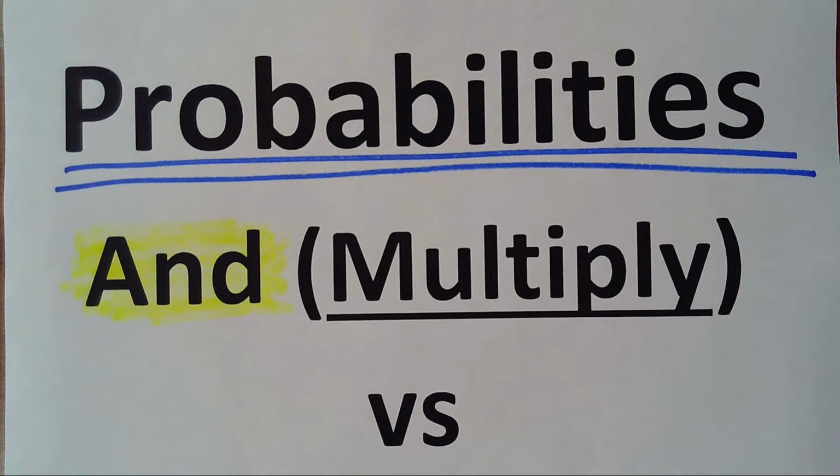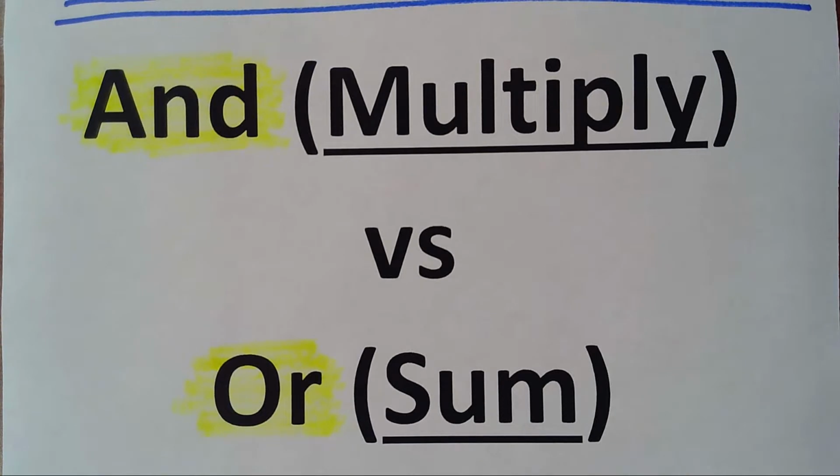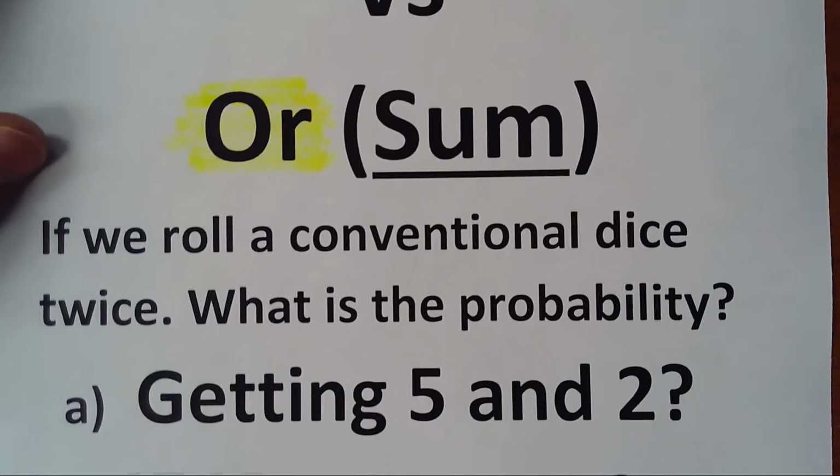Okay, we're gonna do a video about probabilities. So we're gonna talk today about "and" and "or" in probabilities. Those two are sometimes confusing for students, and we're gonna talk about that today. You will see how easy it is. So let's check this exercise.